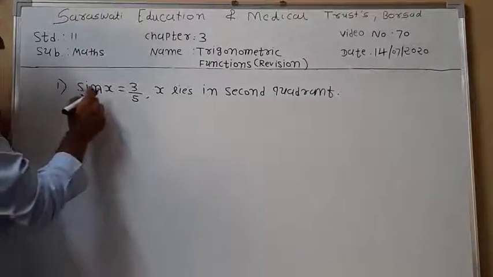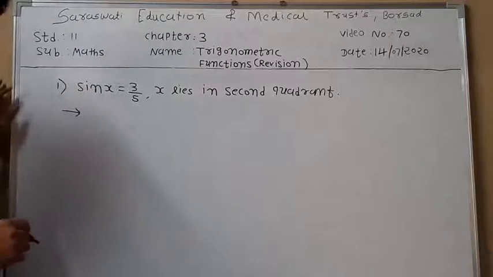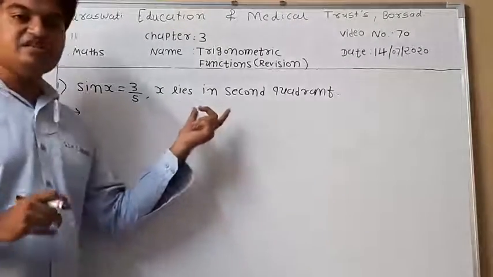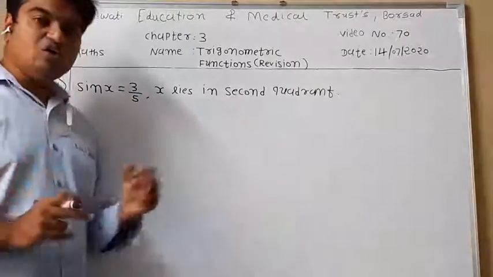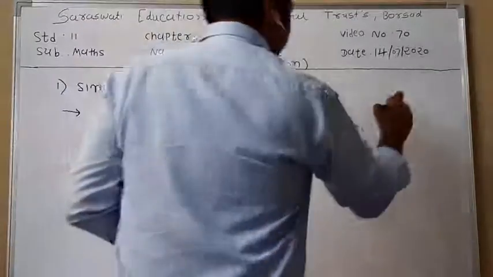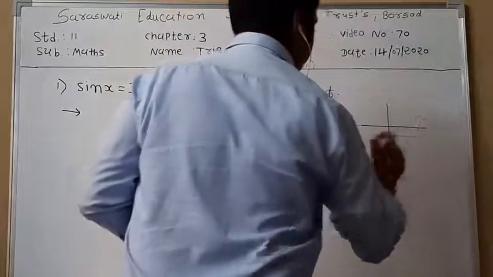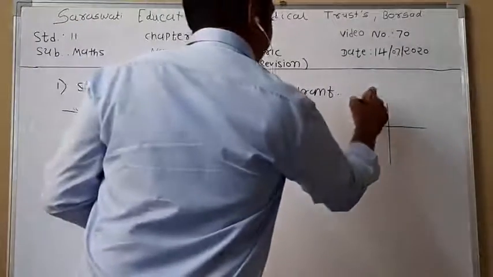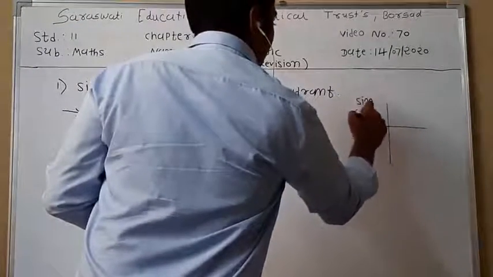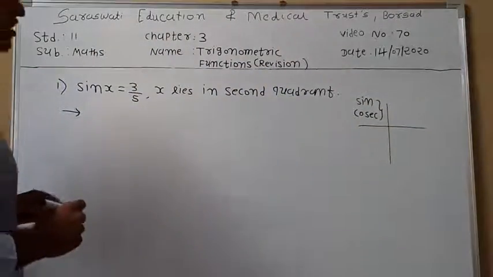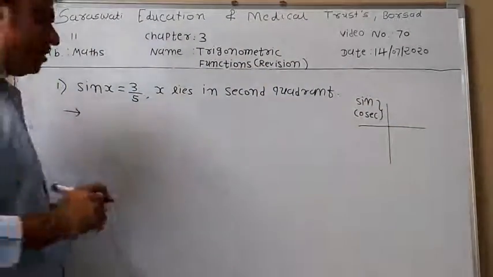So first of all, here sin x is equal to 3 upon 5 is given, and the condition is present that x lies in the second quadrant. That means in the second quadrant, first decide which functions are positive. In the second quadrant, sine and cosec are positive, and the remaining four functions are negative.